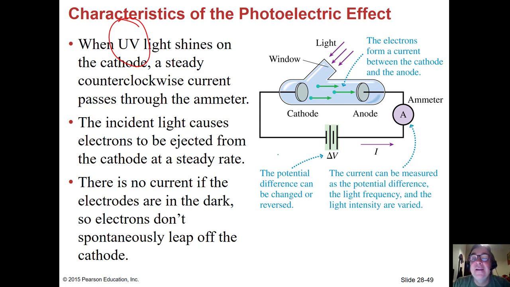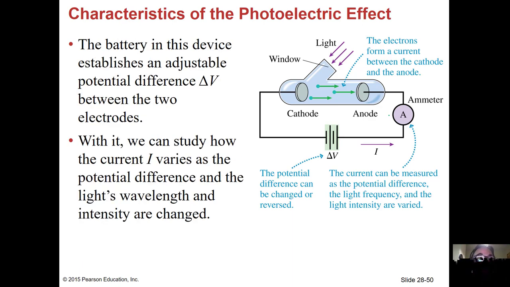You turn the light on, the light hits the cathode, you free some electrons. There's a voltage set up here, and you actually see a current flow. Okay, but the photons have to have enough energy. The battery establishes this adjustable potential to actually get some charge to flow. Guides it across. Okay, very nice.